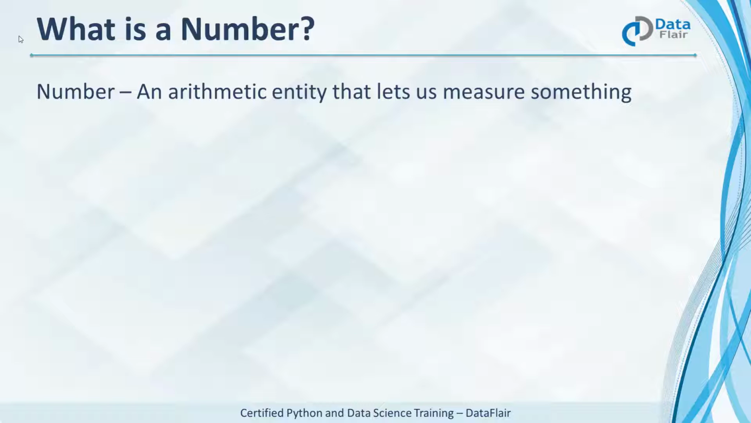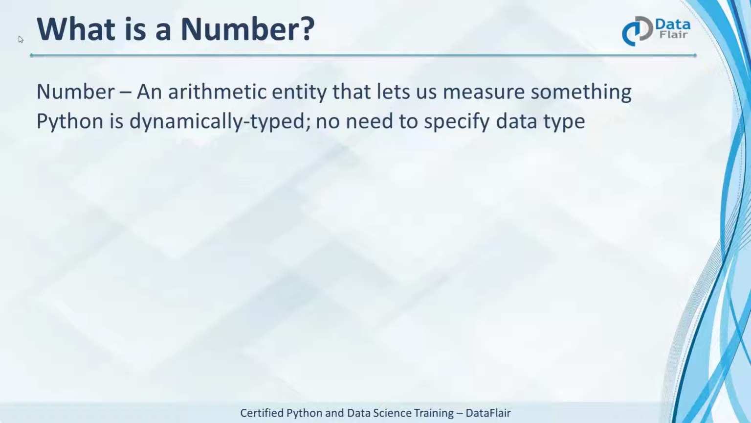You know what a number is? It is an arithmetic entity that lets us measure something. And since Python is dynamically typed, there's no need to specify the data type while declaring a variable. A is 798.321.